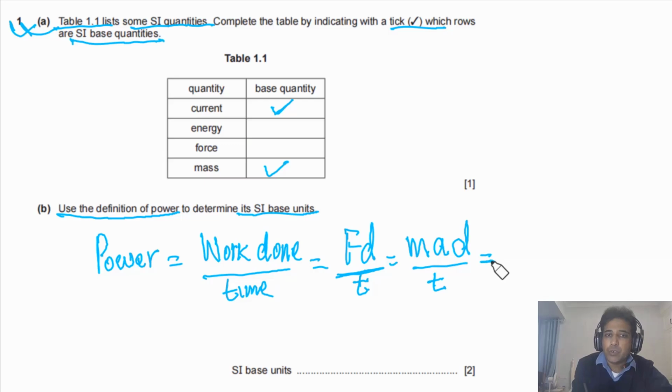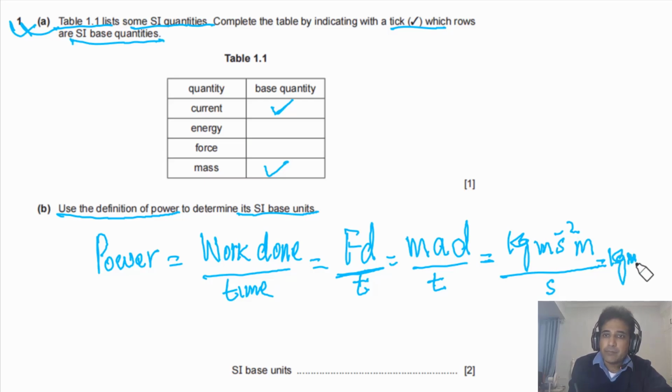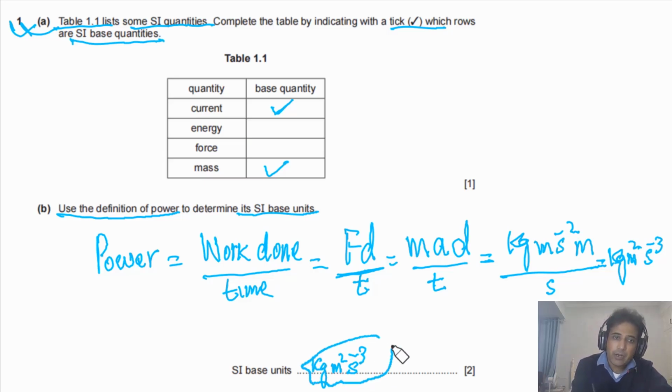Now we need to write down the units. The unit of mass is kg, the unit of acceleration is meter per second square, the unit of distance is meter, and the unit of time is second. We can simplify this. We can say this is kg, and here we have meter square and s to the power of minus 3. So this is the SI base unit: kg m² s⁻³. These are the SI base units of power.